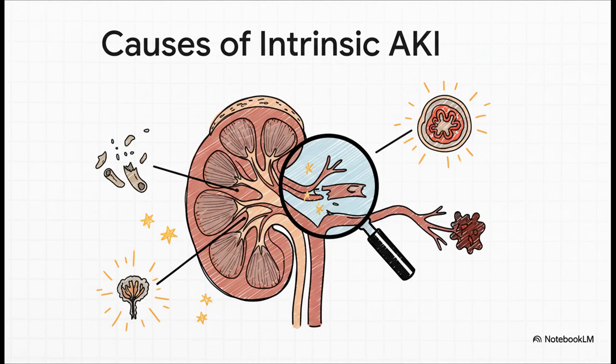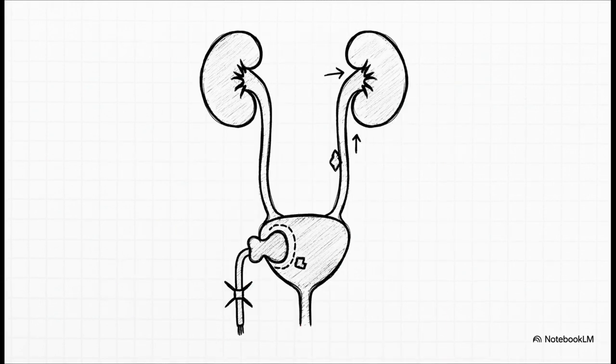Next up is intrinsic AKI. This is where the kidney tissue itself is actually damaged. The most common cause here is something called acute tubular necrosis, or ATN. This basically happens when the kidney is either starved of oxygen for too long, like if a prerenal state goes on, or if it's exposed to a direct toxin. You can also get other intrinsic causes that involve the glomeruli, the interstitium, or even the blood vessels inside the kidney.